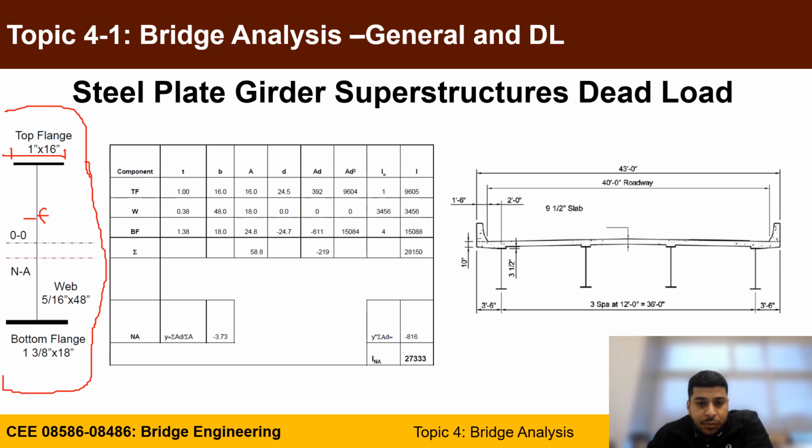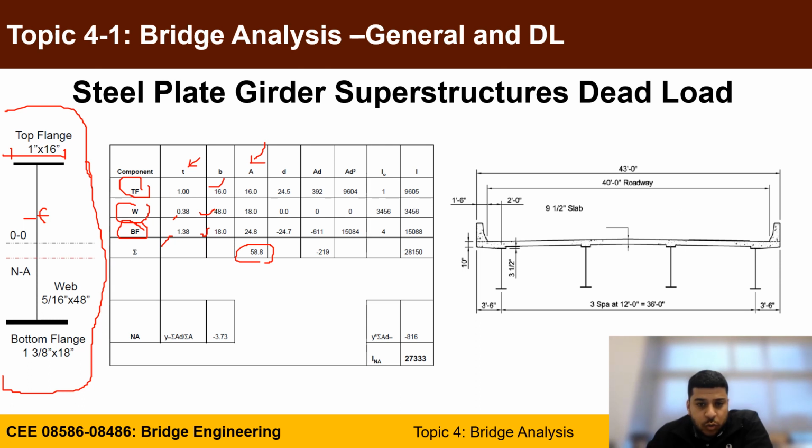We create this table. This table has the top flange, web, and bottom flange. The thickness, as you can see here, is 1, 5/16, and 1 3/8. The width is the width of your plate, which is 16 for the top flange, 48 for the web, and 18 for the bottom flange. You multiply the thickness times the width, which gives you the area. You sum the areas and you get the total area.